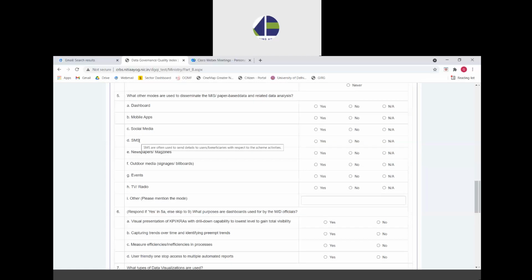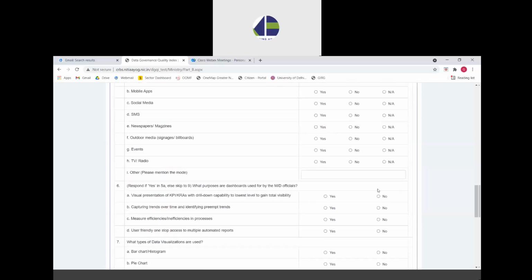SMS is being used to send some kind of details to users or beneficiaries with respect to scheme activities, or any other social media methods, such as mass media methods such as newspapers, magazines, or outdoor media, or some events are held, or TV or radio. So you're requested to select all the options which are applicable and accordingly select yes or no, and not applicable if any specific option is not applicable to you for some specific reason.